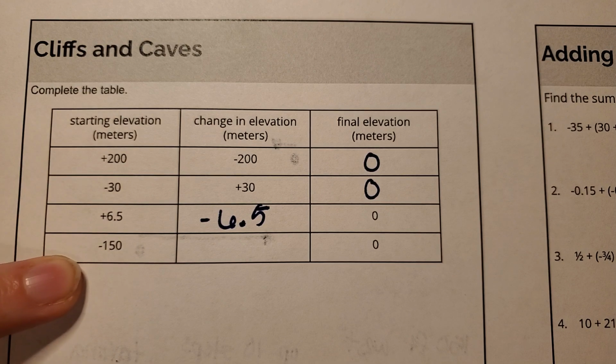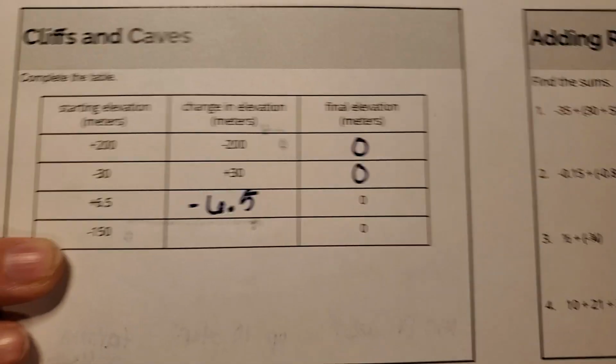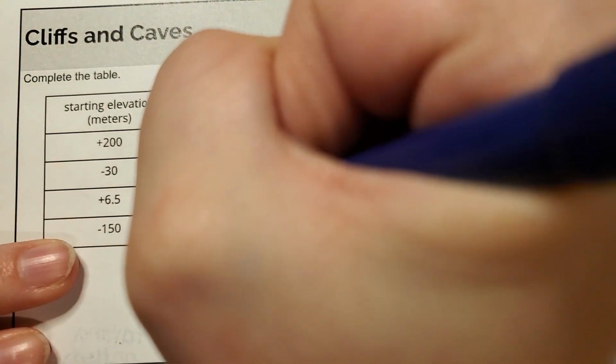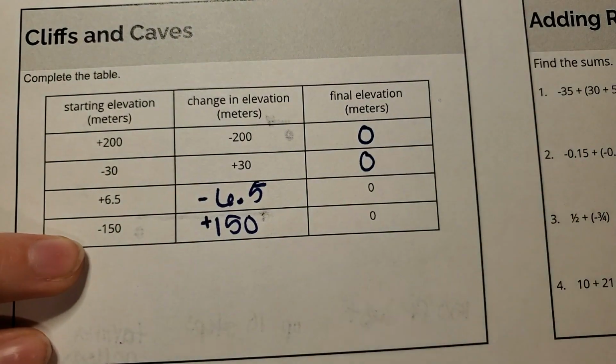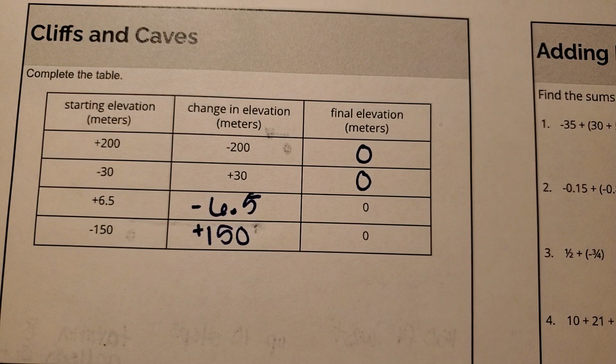And then if we start at negative 150 and we want to end at 0, we're going to have to go up 150. So our change in elevation is going to be a positive 150. Now, these are called opposites. Opposites are positive and negative versions of the same number. So the opposite of negative 150 is positive 150. The opposite of positive 200 is negative 200.